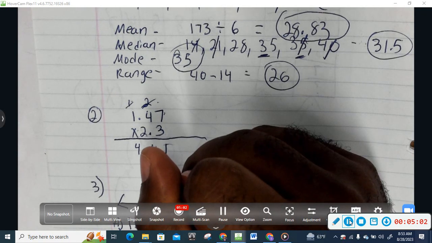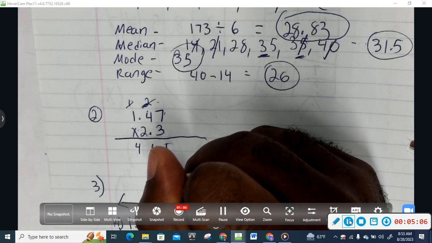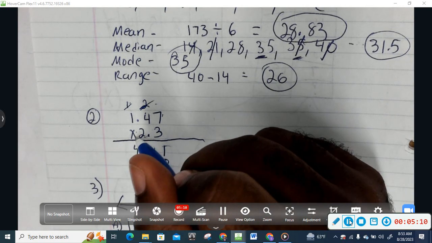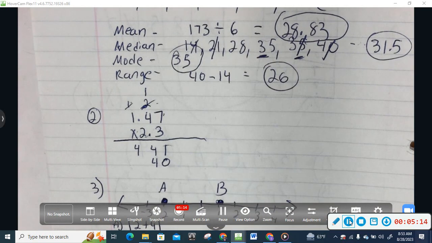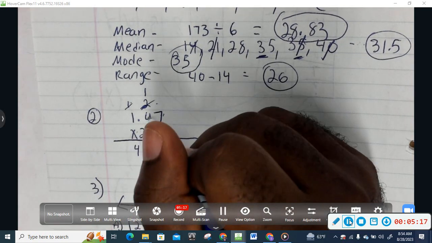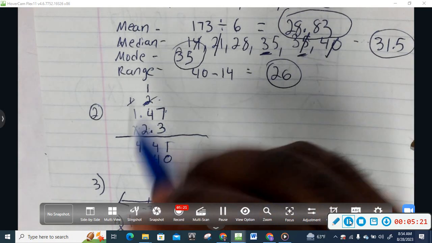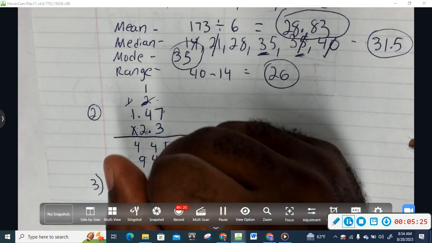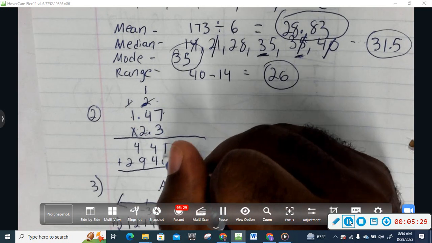2 times 7. Okay, boom. Now I got 2 times, my bad, I got to carry my 1. 2 times 7 is 14. Carry my 1. And now I got 2 times 4, which is what? Plus my 1 that I carried. And then the last step is 2 times 1, which is 2. Good. Now I got to add.